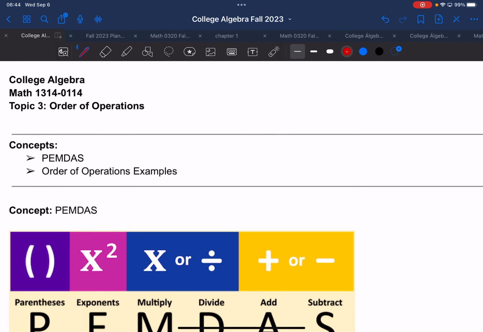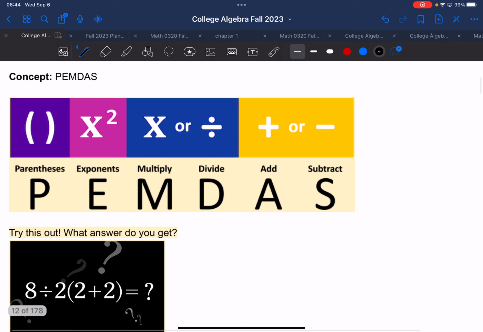Okay, so topic 3, order of operations. The concepts we're going to talk about are PEMDAS, and then we're just going to go through some examples of order of operations. So concept 1, PEMDAS, that just stands for parentheses, exponents, multiply, divide, add, and subtract.